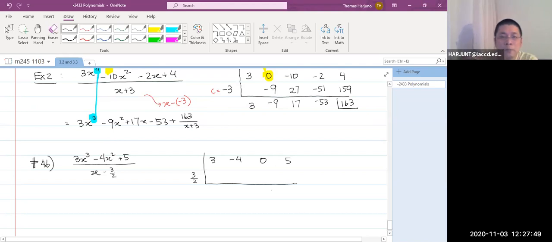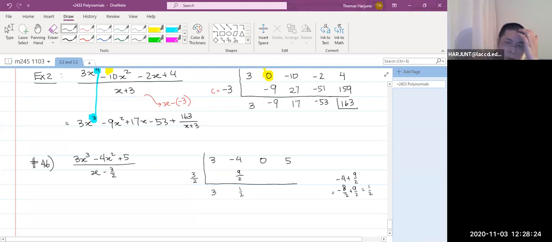Now then, the first number, I drop it down, that's 3, multiplied by 3 halves is 9 halves, which is 4.5. So when I add, I get 0.5. No, I don't want to make it decimal. Not a good idea. Just leave it as 9 over 2. Now, negative 4 plus 9 over 2, that's negative 8 halves plus 9 halves, that's positive 1 half.